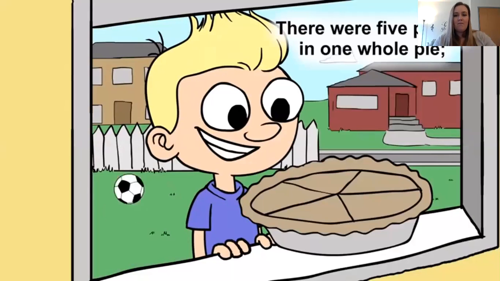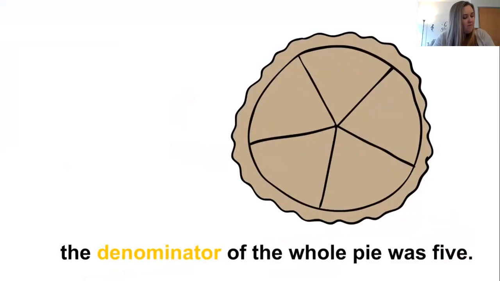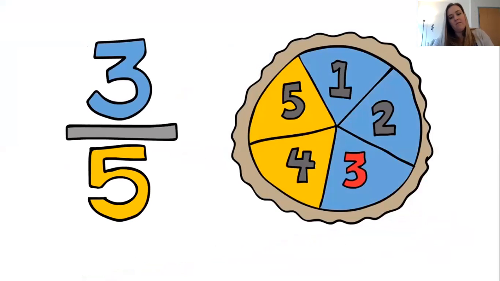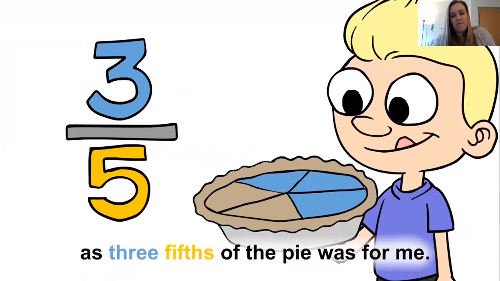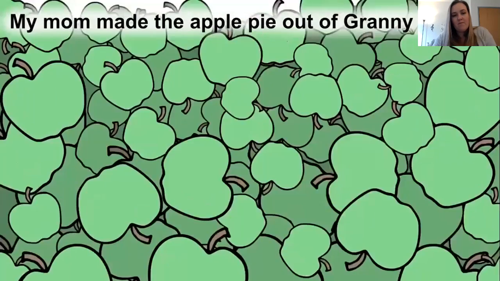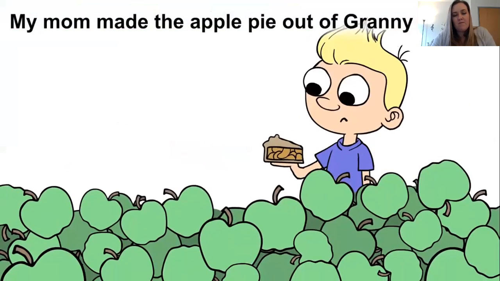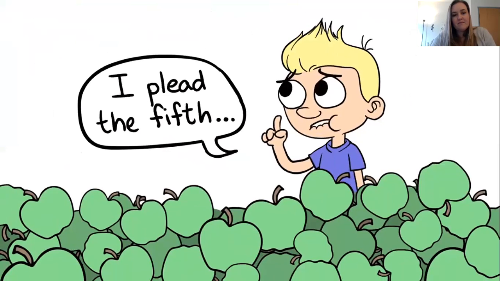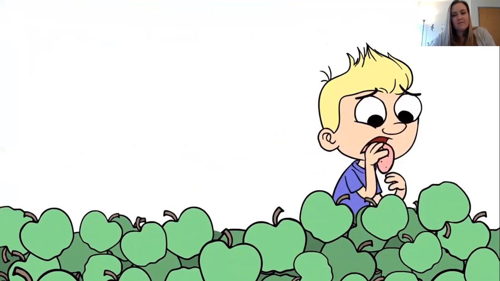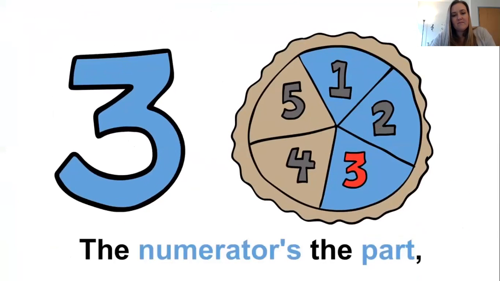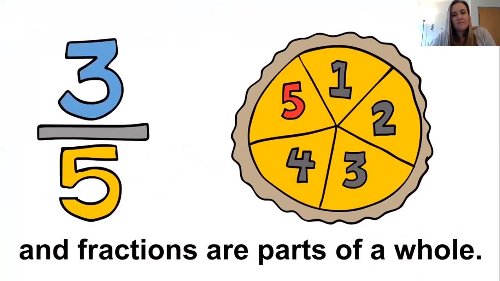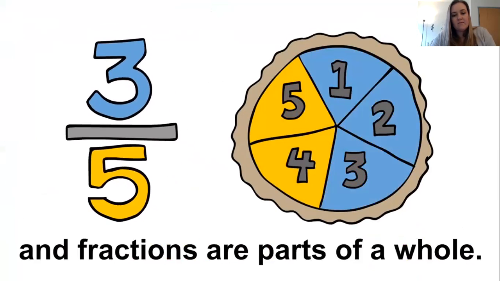There were 5 pieces in one whole pie. The denominator of the whole pie was 5. The numerator of my part was 3, as 3/5 of the pie was for me. My mom made the apple pie out of Granny Smith's. She asked me if I liked it. I said, I plead the 5th. The numerator's the part, the denominator's the whole, and fractions are parts of a whole.